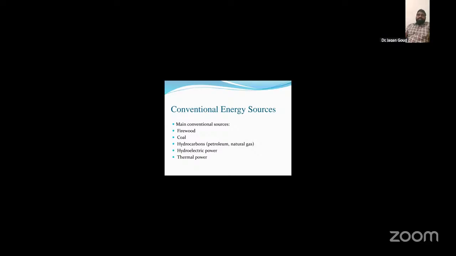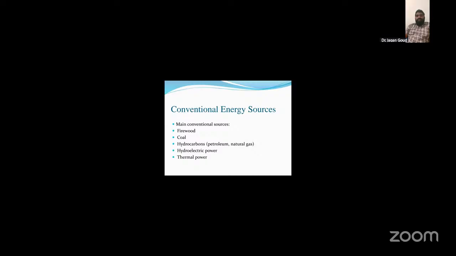Okay, second one is coal. Coal is a fossil fuel formed from ancient plant matter, widely used for electricity generation and industry. Some merits are there: abundant and widely available, reliable for continuous power, and relatively low cost. Some demerits: major air pollutant, causes land and water degradation, and contributes to climate change.